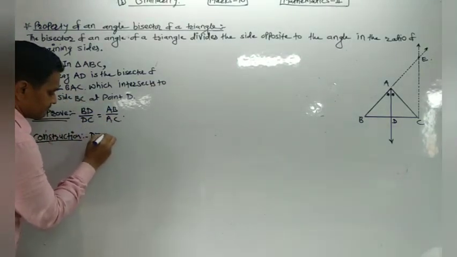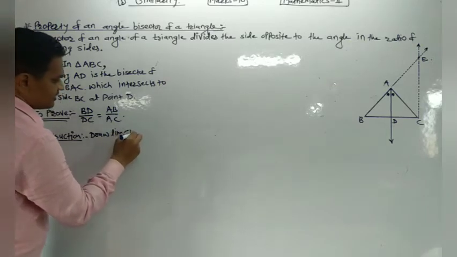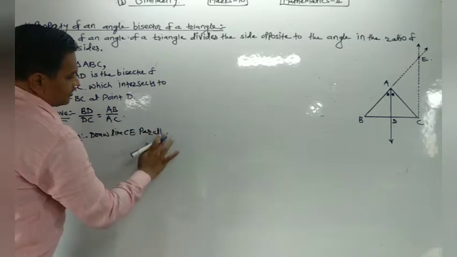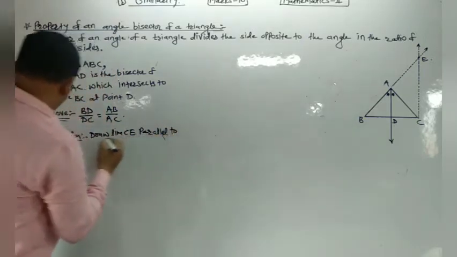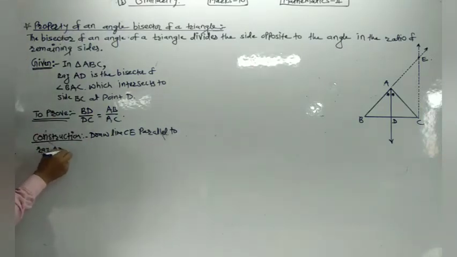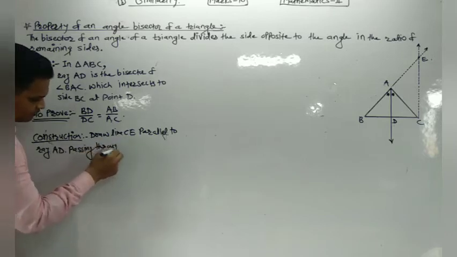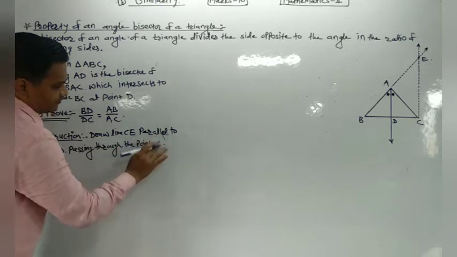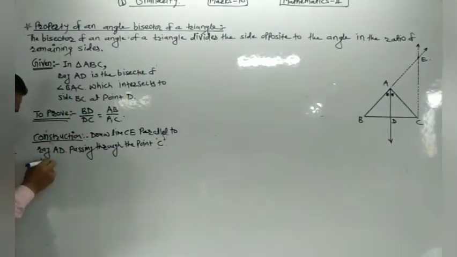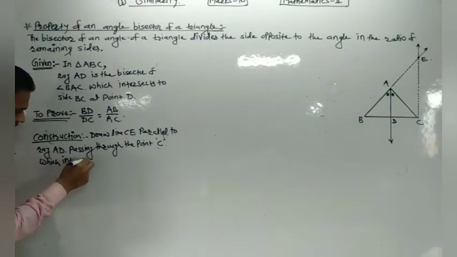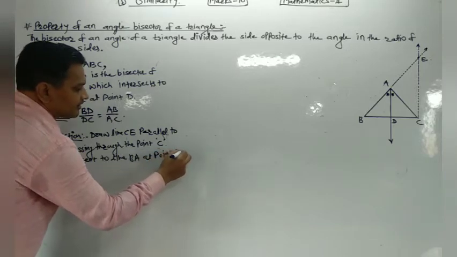Draw line CE parallel to ray AD, passing through the point C, which intersects line BA at point E. This is the construction.